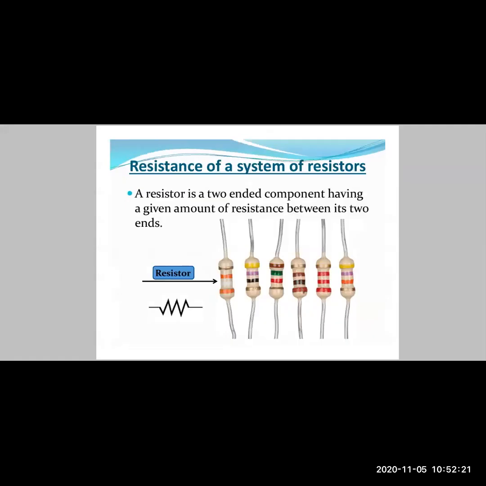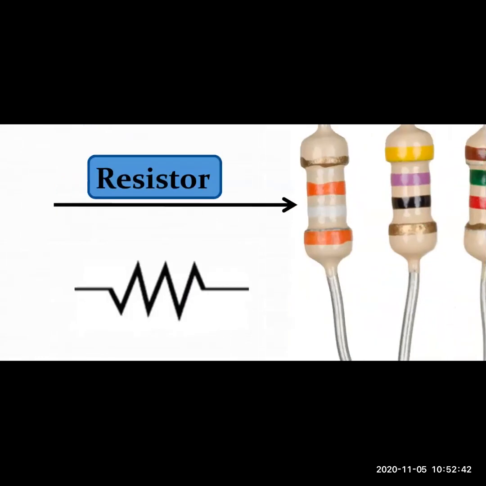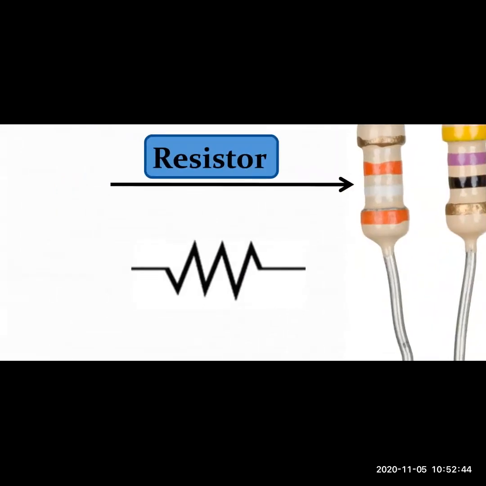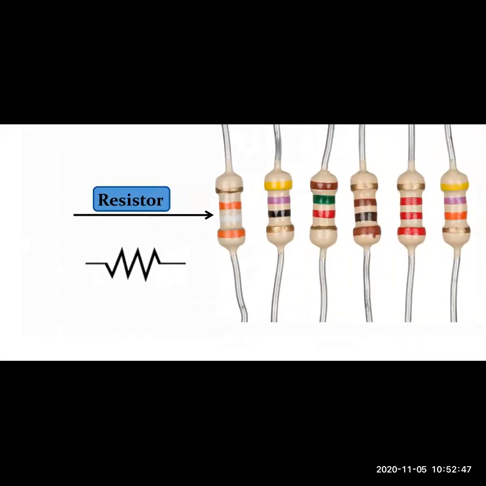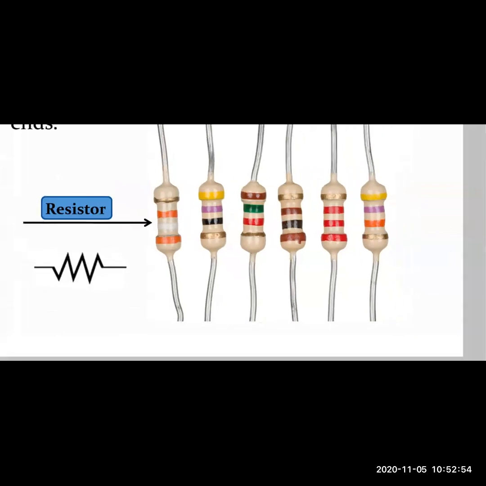Now let us move on to what resistors are. A resistor is a two-ended component having a given amount of resistance between its two ends. A resistor will have different values of resistance, 1 ohm, 2 ohm, 5 ohm, as per our requirement, right? The resistor is shown by a symbol with a zigzag line on the circuit diagram. As you can see here, there are various types of resistors, color coded depending upon their different resistances, right? You will be learning those color codes in future standards.